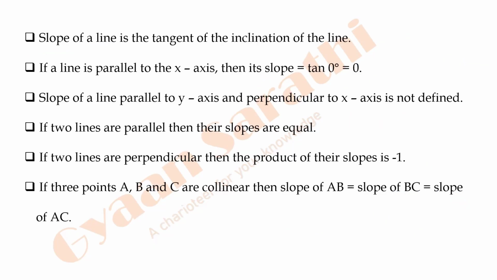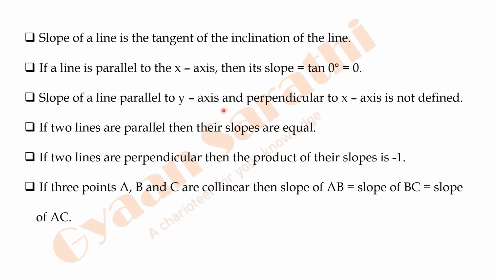Moving ahead, slope of a line is the tangent of the inclination of the line. Okay, so that is what we have studied in the last page as well, that slope of a line is nothing but tangent of the inclination of the line, that is tan theta. Now if a line is parallel to x-axis, then its slope is equal to 0, because in case a line is parallel to x-axis, the angle made by the line with the x-axis is 0, therefore tan of 0 is equal to 0.